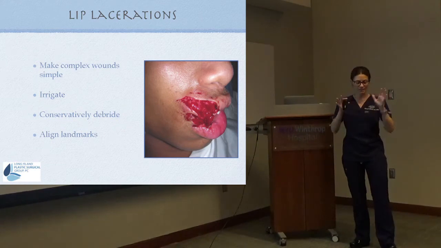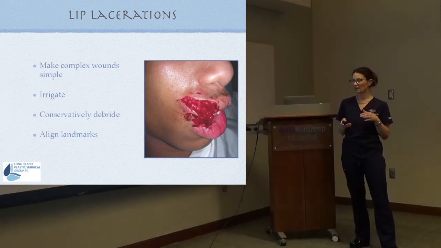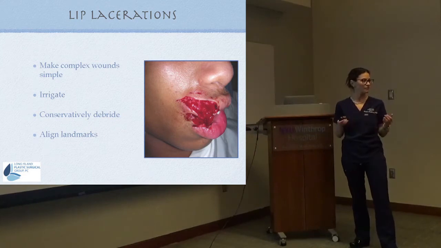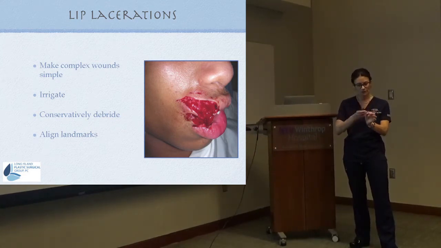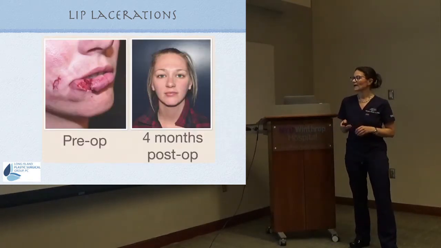So again, same premise. Be conservative, irrigate, wash it out, make sure it's clean. Debride conservatively, only things that are grossly non-viable, and then align your landmarks. And it's like putting a puzzle together. Each piece that looks like it's supposed to go in a certain place, you put it there and suture it in place and you'll put it back together.